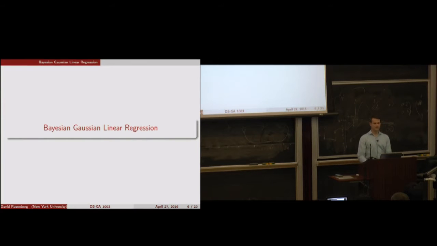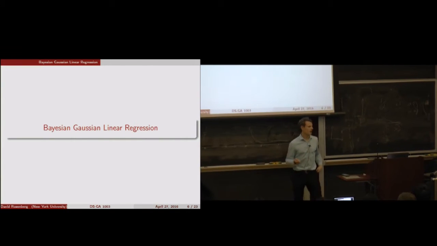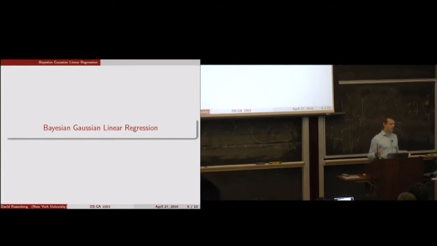OK, good. So last week we talked about coin flipping. Remember the beta prior and the binomial distribution, and we were trying to estimate the probability of heads. Today we're going to talk about something that's perhaps more practical, or at least also very useful, which is linear regression in a Bayesian setting.